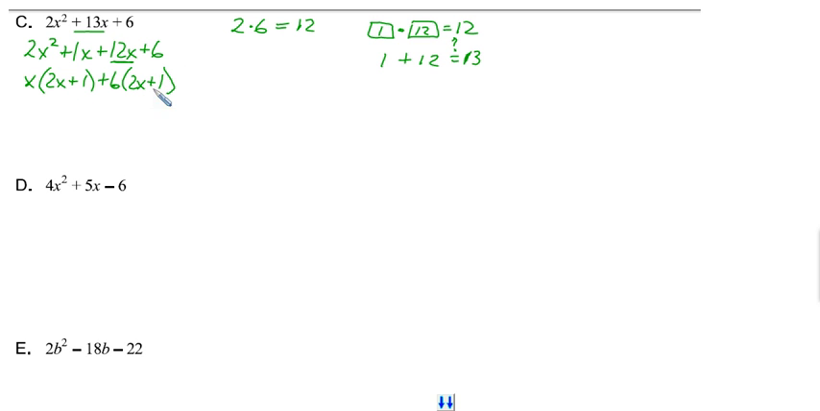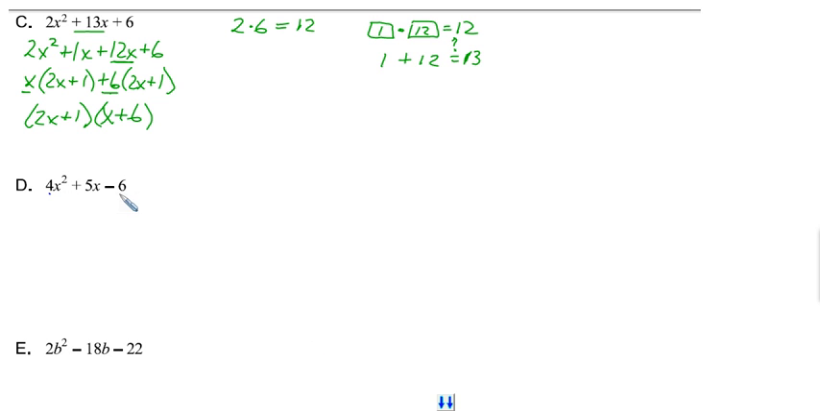I have similar factors here, which is what we wanted. So the common factor is 2x plus 1. And what is 2x plus 1 being multiplied by? Well, x and positive 6. And that's it. It's that easy. Okay, I'm going to quickly do the next two.